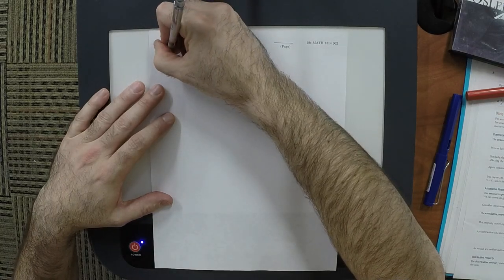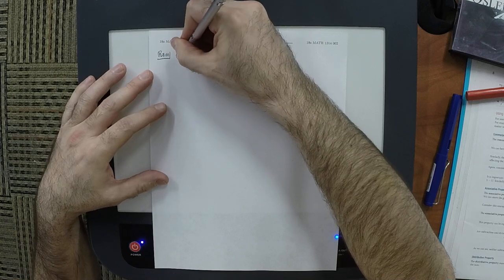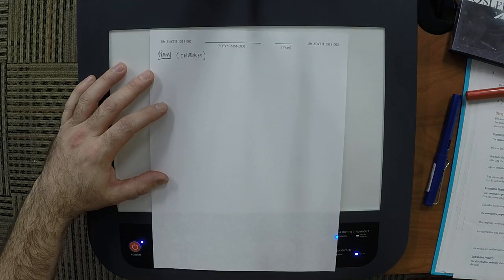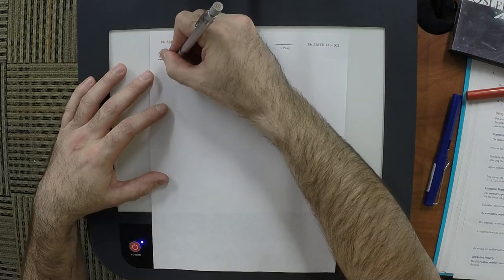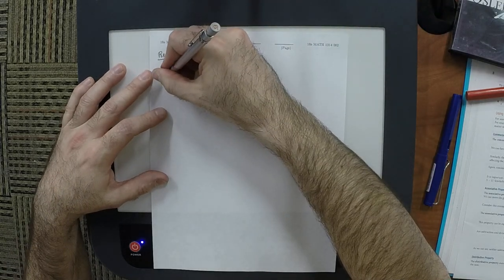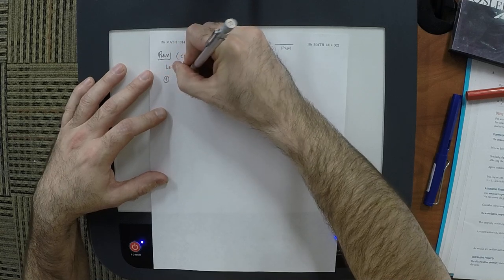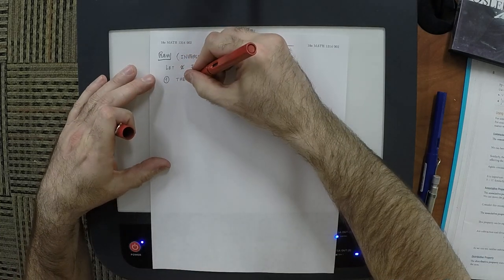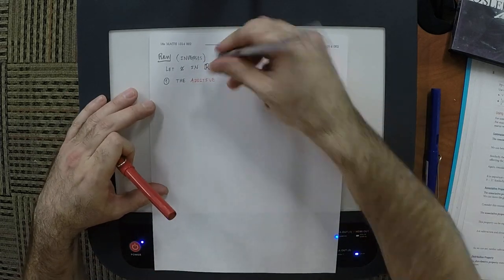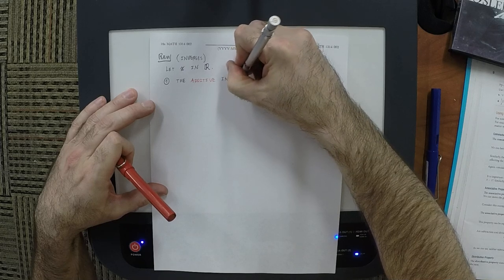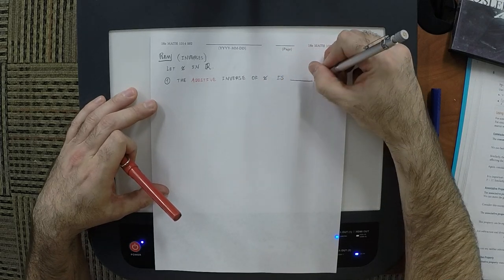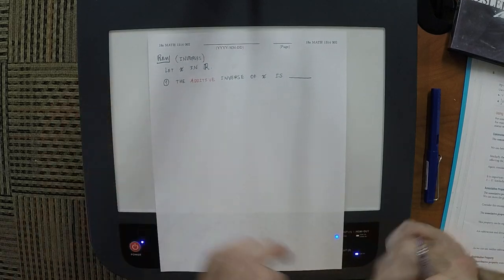So this is a remark about inverses. Okay, so let X be in the reals. One: the additive inverse of X is blank. So what's the additive inverse of X?